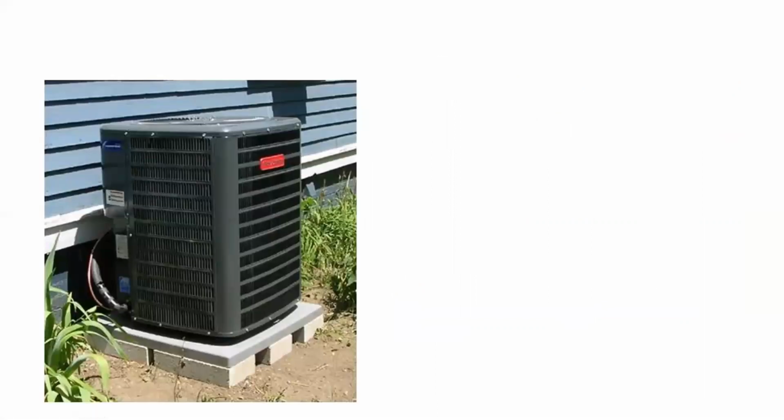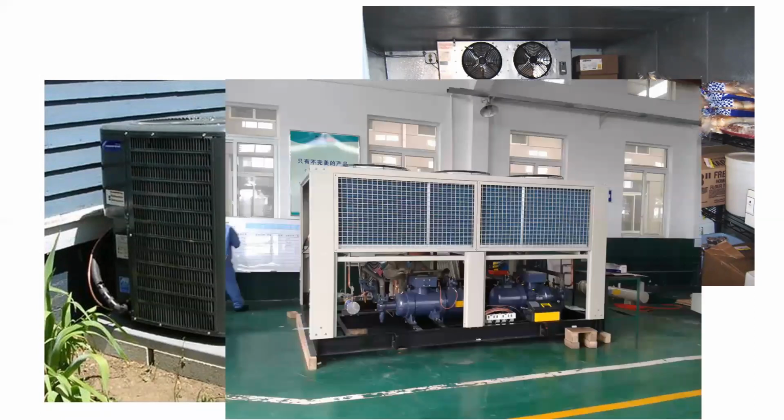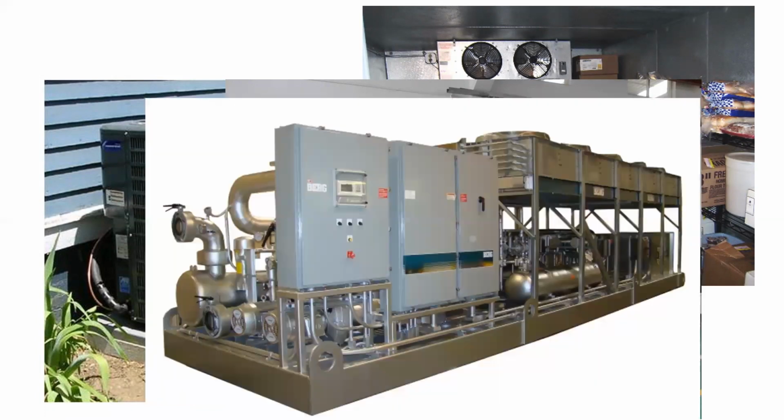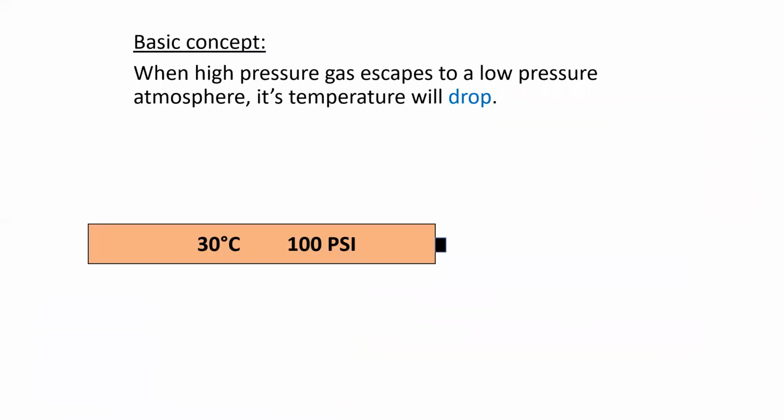Often you'll see items like this outside of homes, or this inside a walk-in cooler of a restaurant. This is more of a commercial or industrial style or size of evaporative or mechanical cooling unit. And this is much larger. Finally, we have the lowly hang out the window air conditioner, which again uses mechanical input energy.